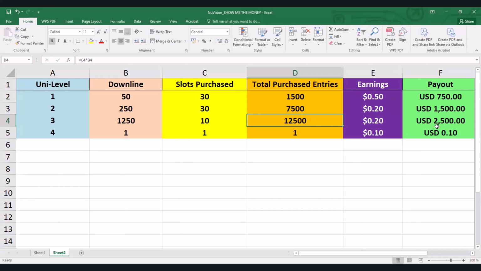When they all cycle from this, $2,500. And if they are to cycle 3 times, as we know of it, that will be 30 multiplied by the number count of 1,250, which will produce 37,500 purchase entries in Leader Sensible's team volume. And this amount multiplied by 20 cents, he's earning $7,500. So guys, you see what is happening over here.